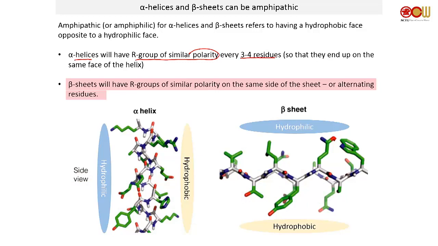Okay? Beta sheets will have R groups of similar polarity on the same side of the sheet, okay? Essentially alternating residues, right? Because we say in a beta sheet, you have this R group pointing up, the neighboring R group is going to point down, and then point up, point down, point up, right? So essentially, if this residue is i, then the next residue pointing in the same direction is going to be i plus 2, right? Because i plus 1 is pointing in the opposite direction, okay?